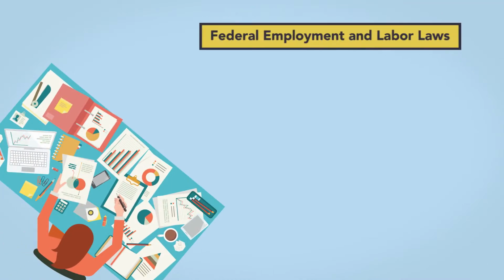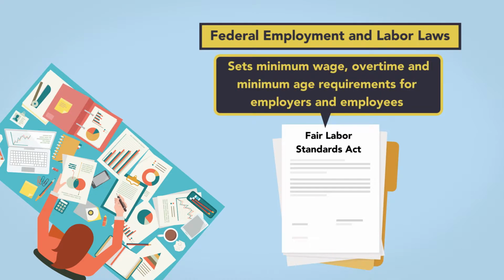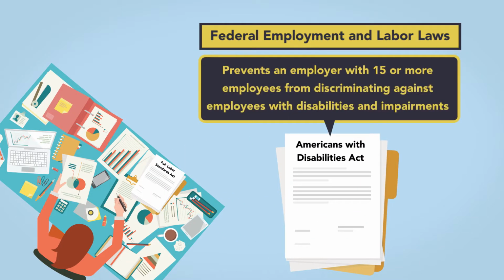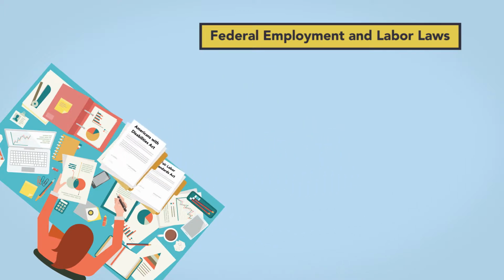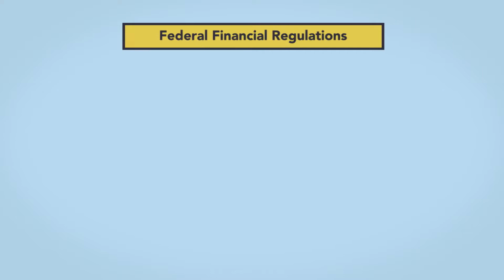A business owner may also have to comply with federal employment and labor laws. Some laws are the Fair Labor Standards Act, which sets minimum wage, overtime, and minimum age requirements for employers and employees, and the Americans with Disabilities Act, which prevents an employer with 15 or more employees from discriminating against employees with disabilities and impairments. Depending on the business entity form, it may also have to abide by federal financial regulations.